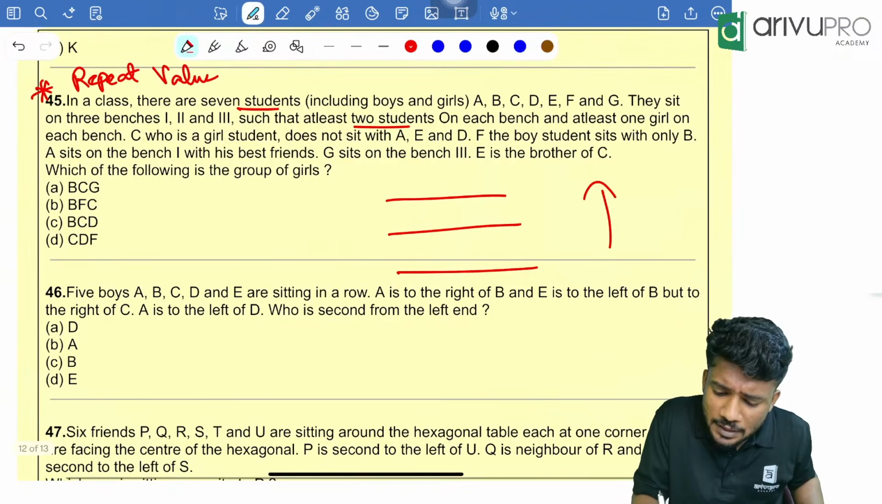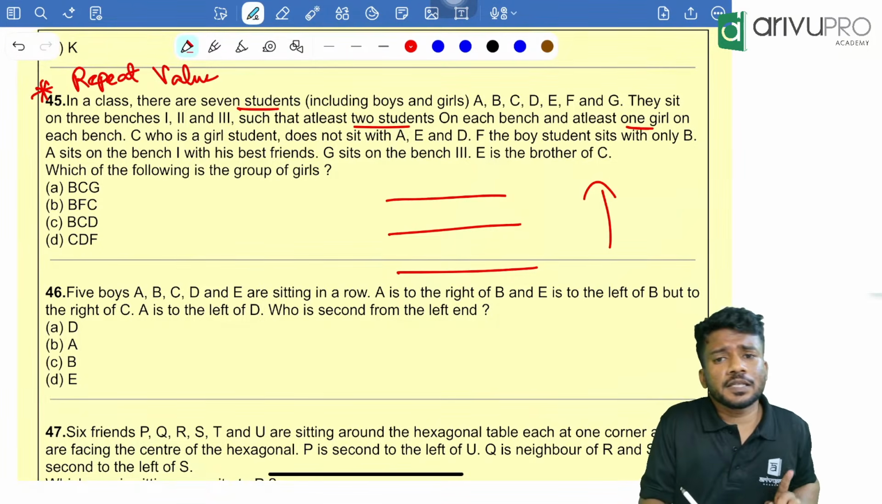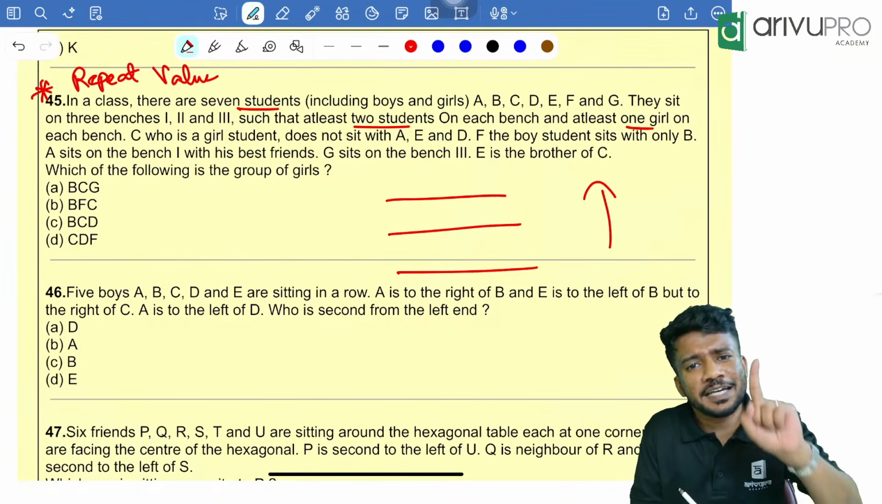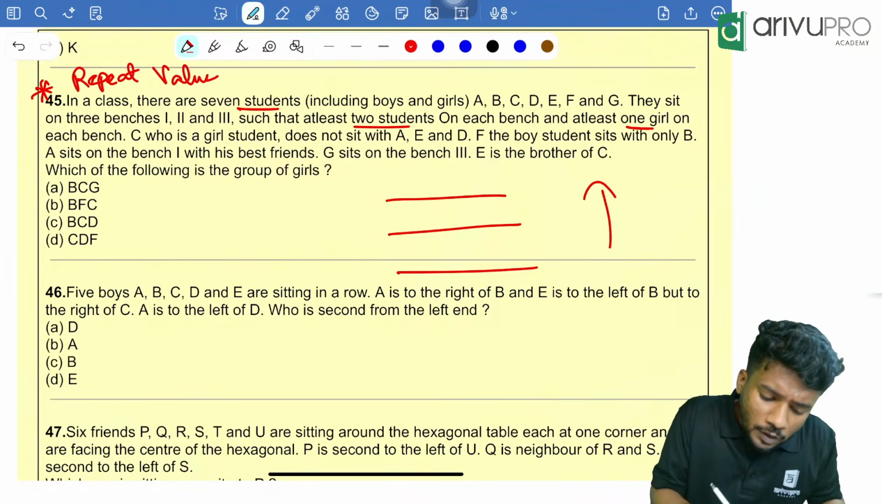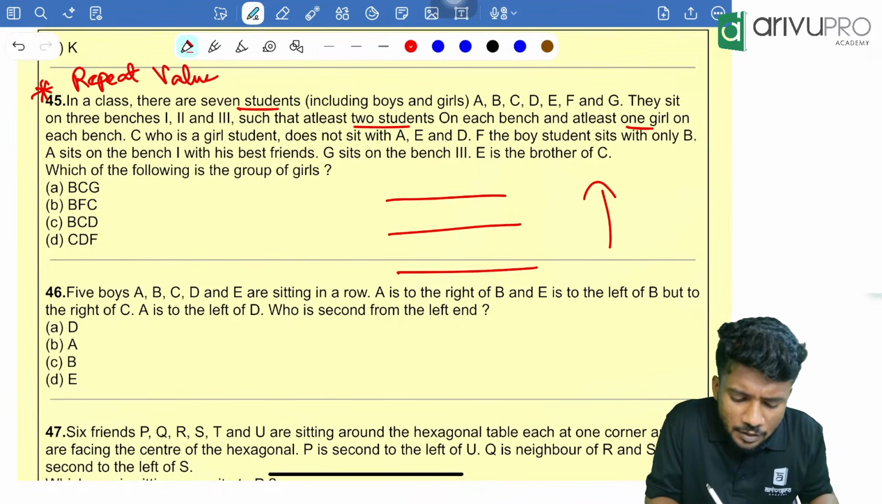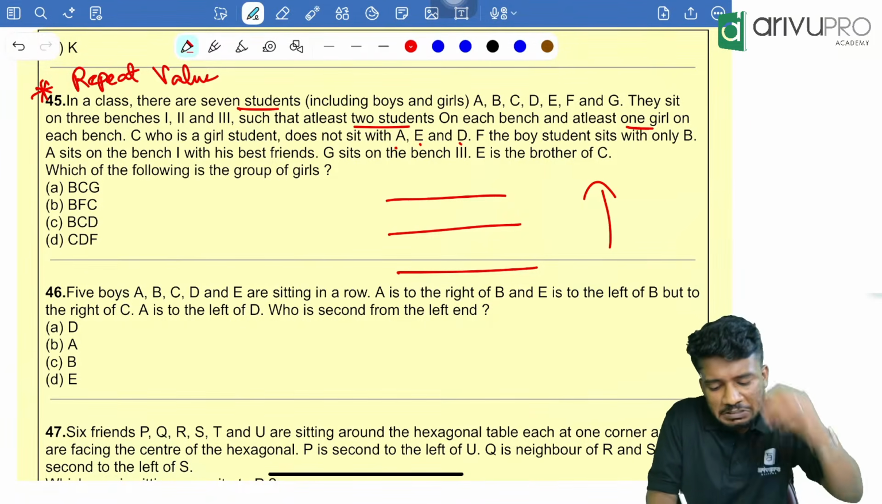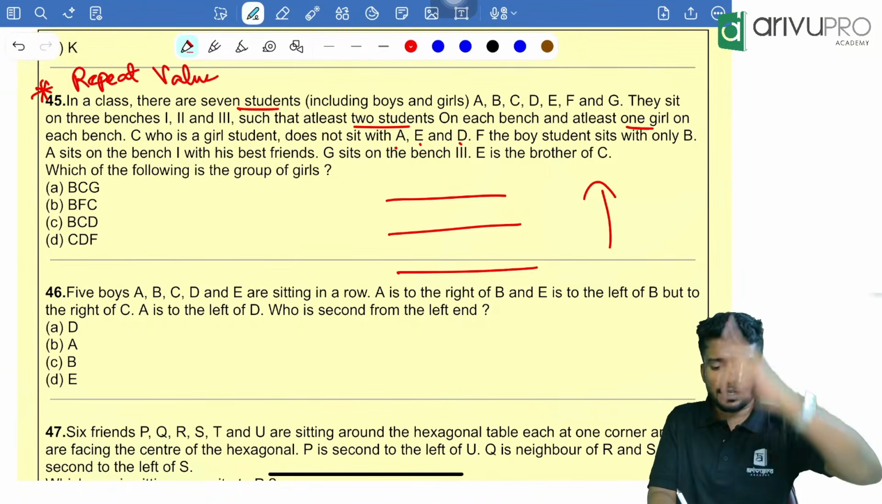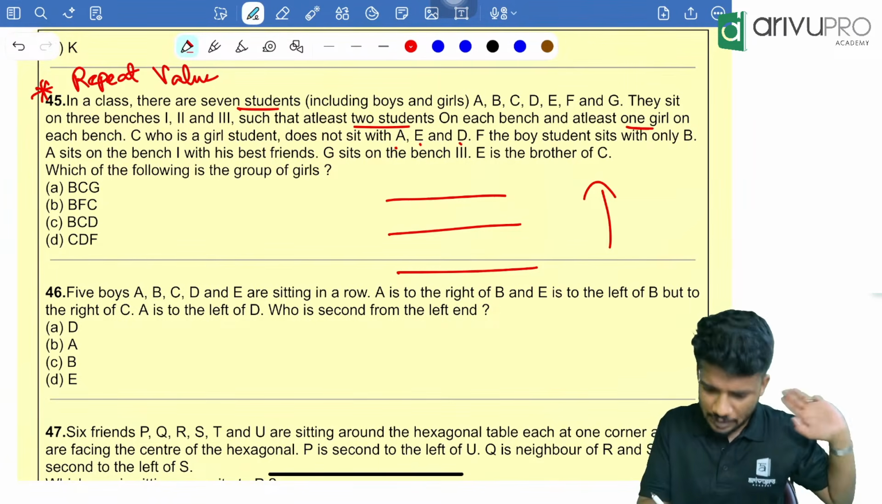On each bench, at least 1 girl should be there. That means 1 girl should be there in each of the benches. C, who is a girl student, does not sit with A, E or D. She does not like to sit with whom? A, E and D. Fine.